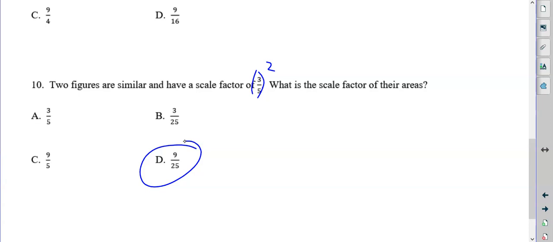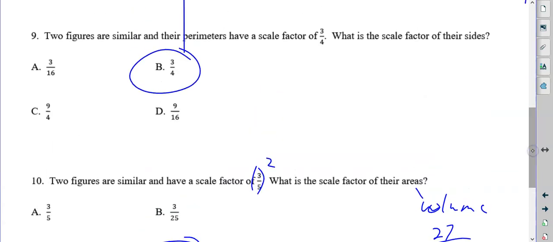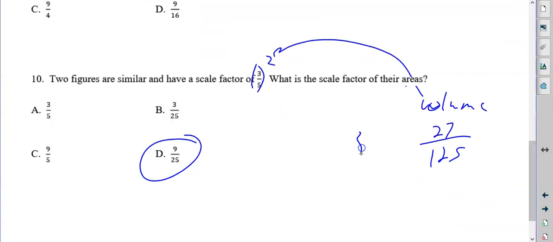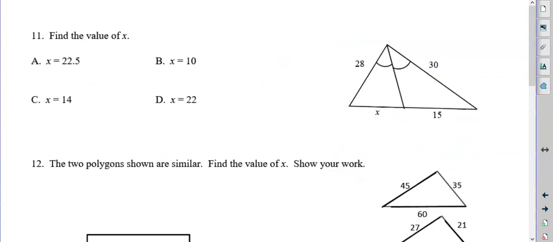And if this word would have been volume, okay, then it would have been 3 times 3 times 3 and 5 times 5 times 5. Okay? So we have 3 choices. Perimeter and sides are the same. Okay? Area is squared and volume is cubed. Keep that in mind.